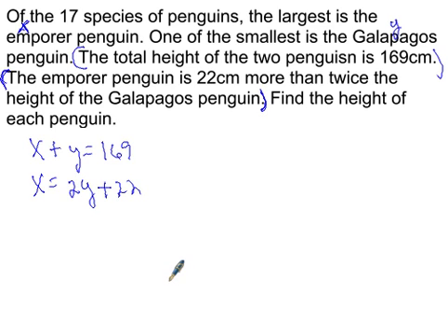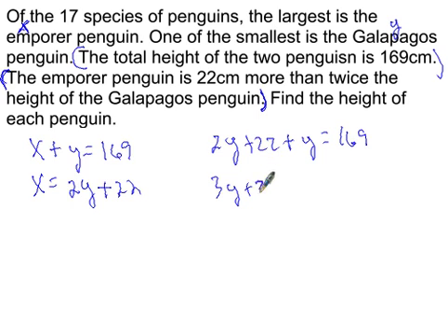All right? Find the height of each penguin. So what method are we going to use to solve this? Substitution. We can substitute 2y plus 22 in for x. So 2y plus 22 plus y equals 169. 3y plus 22 equals 169. So 3y equals 147.